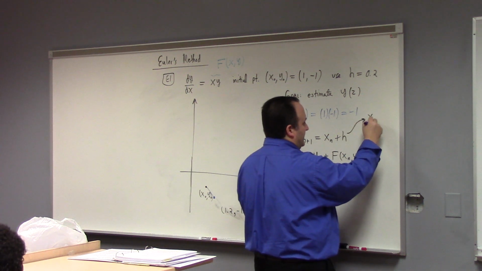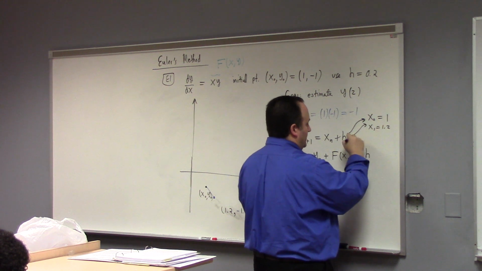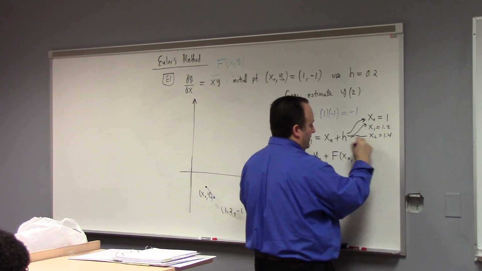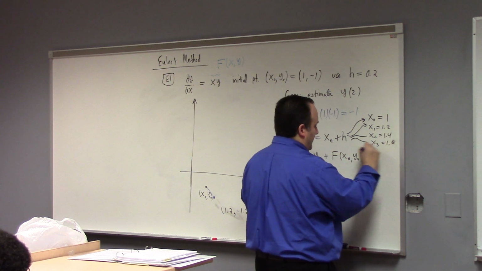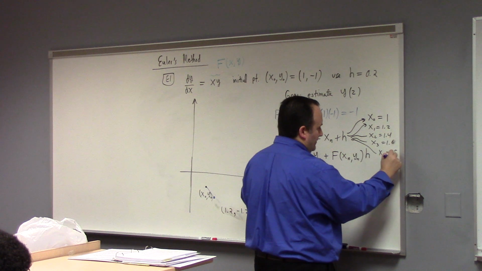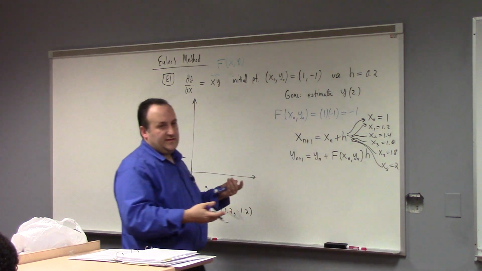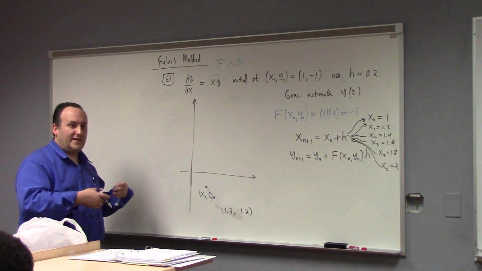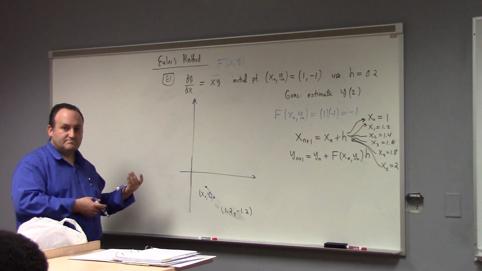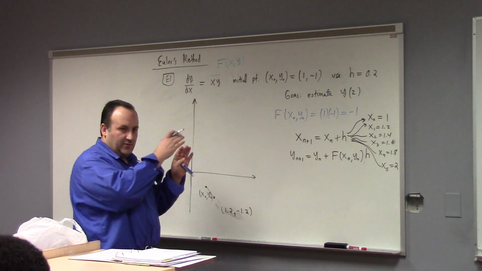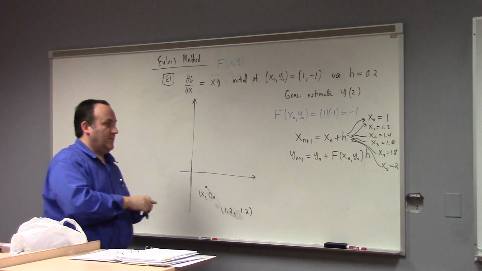This says x0 is 1, x1 is 1.2, x2 is 1.4, x3 is 1.6, my bad, x4 is 1.8, and finally x5 is 2. So once we get to the 5th step, that gives us the approximation that we're interested in for this example, okay? So the x's are easy. You just keep stepping over, in this case our step size is 0.2 each time, okay? The y's are more interesting.